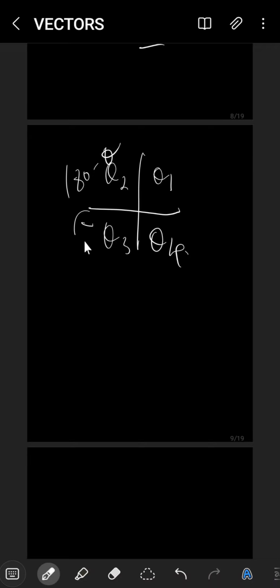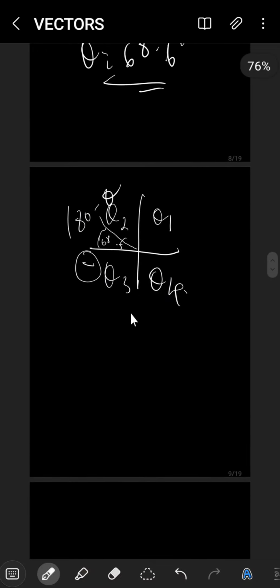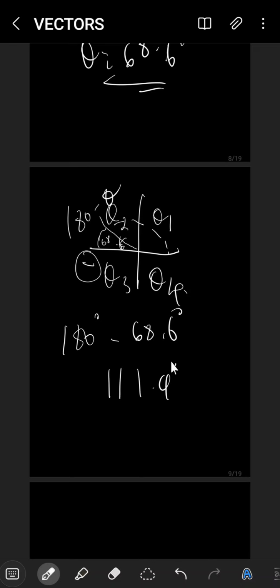Because this angle is coming from the negative x-axis, which is this side, it means the angle was moving like that, coming from this side to make 68.6. Okay, but the angle we're looking for should come from the positive x-axis. So basically we're going to say 180 degrees minus 68.6 degrees, which should give you 111.4 degrees.